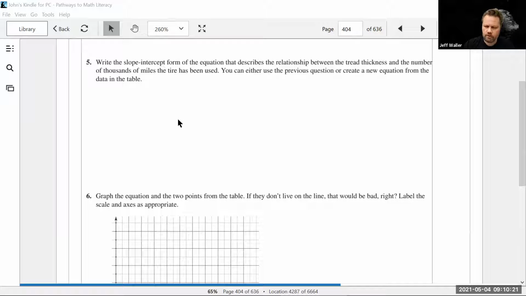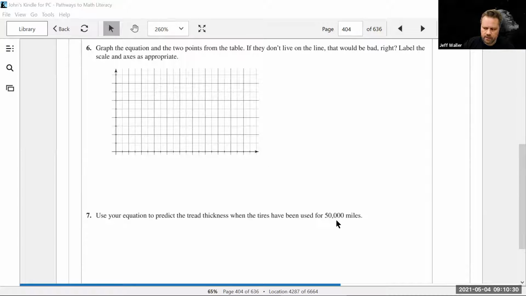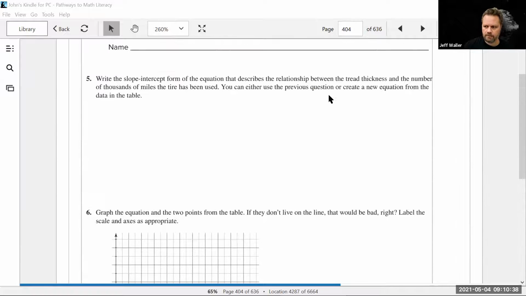Yeah, so number 7 is never going to work if you don't have the right equation, because number 7 is all about sticking 50,000, or 50 because it's per thousand, into the equation. And if you got the wrong equation, it's never going to work. So here you've got to figure out, let me catch up. Number 2, you figured out the slope. Right?